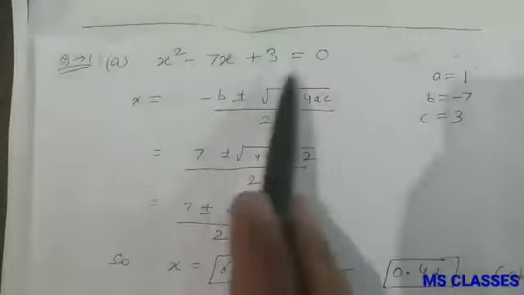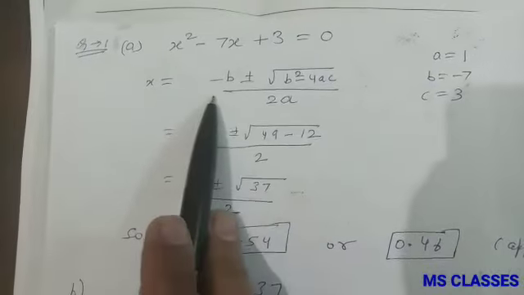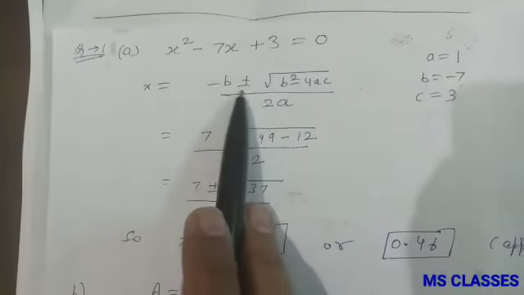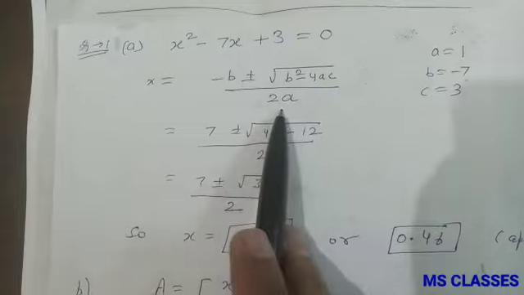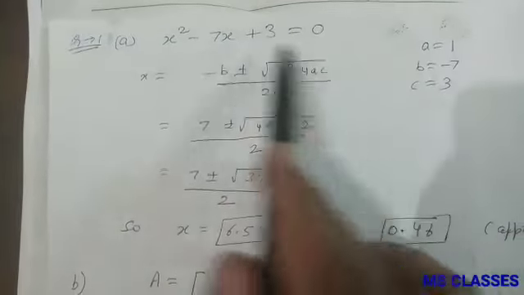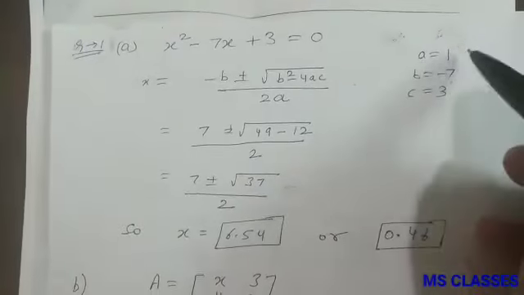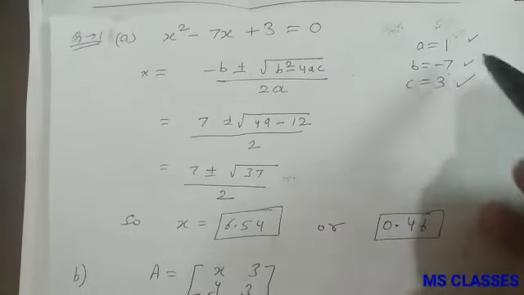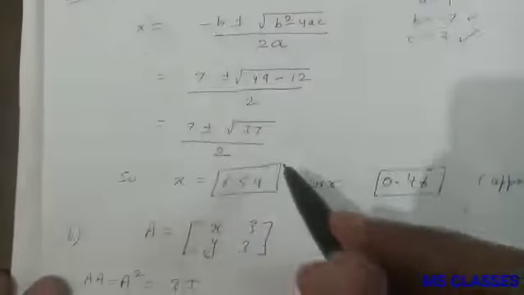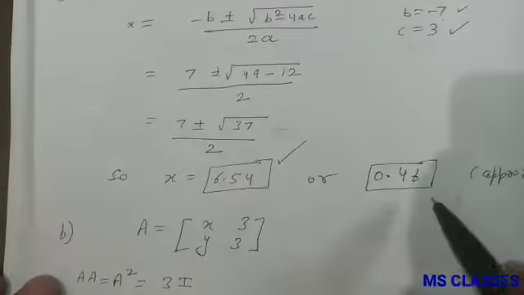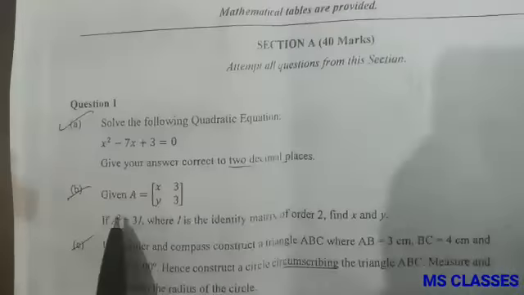Question 1. Solve the following quadratic equation. So here this is the equation. We know the quadratic formula, which is minus b plus minus under root b square minus 4ac upon 2a. So if you just compare this with the standard equation, you get a, b and c, and after putting the values we get x as 6.54 or 0.46.